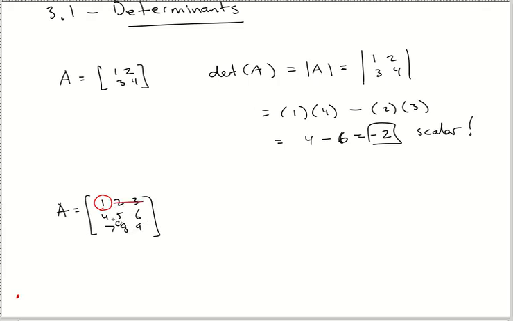So here we go. First off, I say 1 times, and that's going to be a positive 1. I'll fill you in on positive, negative stuff in a minute. It's going to be kind of weird. But positive 1 times, and then I have this determinant here, which I'll just rewrite: 5, 6, 8, 9. Okay. And now I'm going to choose this one.